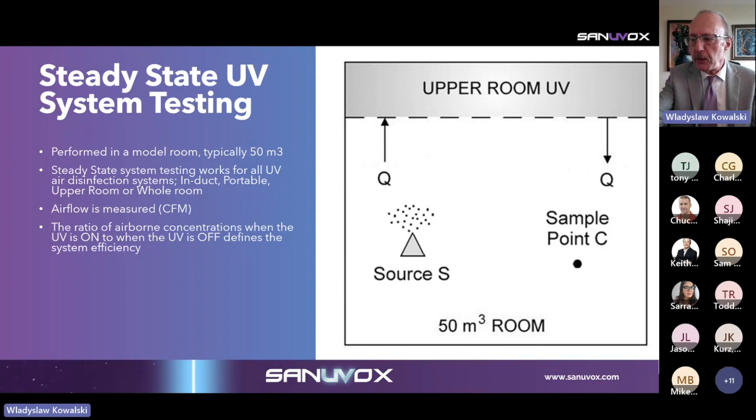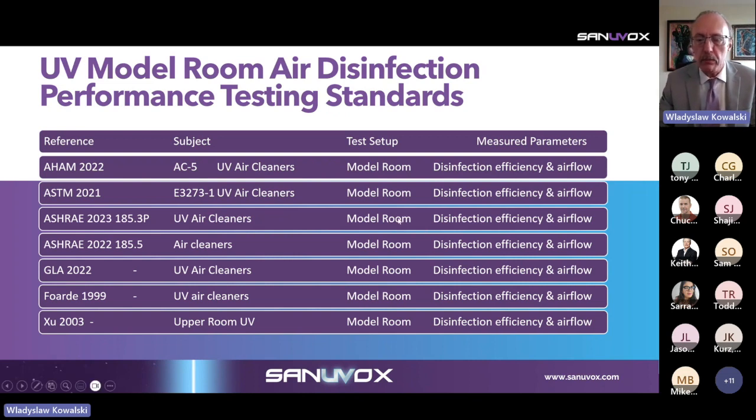Systems like upper room systems are tested using steady state testing, where they inject a source into a room. They take a sample point and they measure the difference when the UV is turned on or off. It's a very effective kind of test, a very ancient type of test that has been used. It's called a model room test. We have standards from ASTM, ASHRAE, and others that use model rooms, and these model room tests measure, again, the disinfection efficiency and the airflow. Once we know these parameters, we know pretty much everything we need to know about the operation of these systems, and it becomes less important to measure the dose or the irradiance.